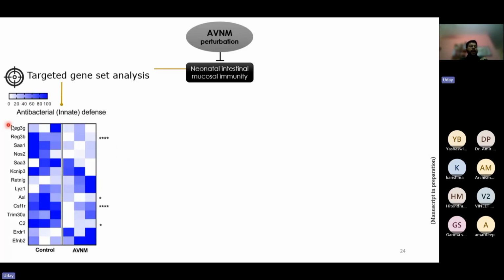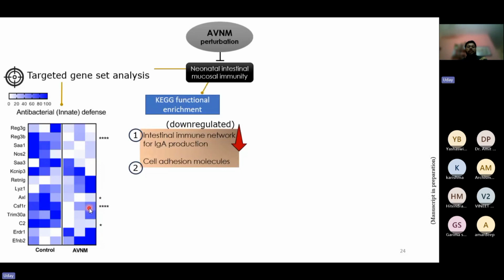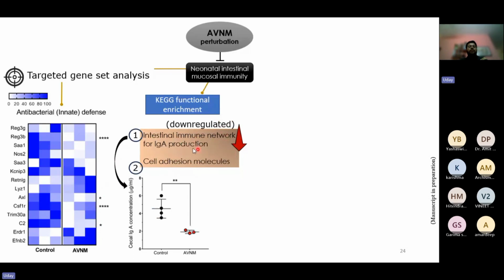So we tried to find all the markers or genes that are expressed in this cell, and we found that different genes like REG3B and CSF1 are significantly downregulated in the AVNM group. Next, we did a functional enrichment analysis. First we used the KEGG database, using the downregulated gene set in our AVNM group, and from the function analysis, we found the top two functions: one is the intestinal immune network for IgA production, and the second is cell adhesion molecules. IgA is important because it regulates the barrier integrity and can also modulate the microbial population.